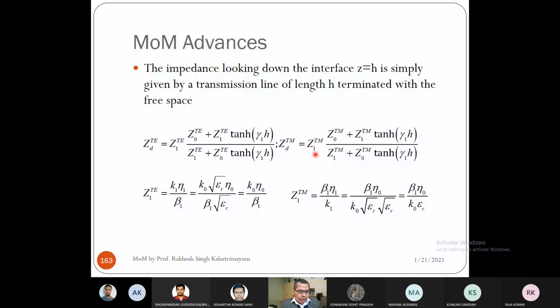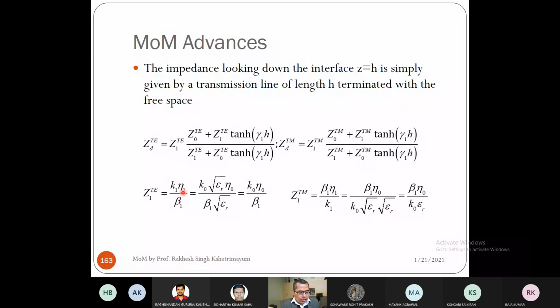Similarly, for TM case, I will replace the characteristic impedance by Z1TM and load by Z0TM. So when looking down, this is the impedance I am seeing looking down. Looking up, we have already done that. Just note that here Z1T characteristic impedance can be found out as K1 eta1 by beta1. This K1 eta1 you can find as K0 square root of epsilon r eta0, and beta1 divided by beta1 is square root of epsilon r.